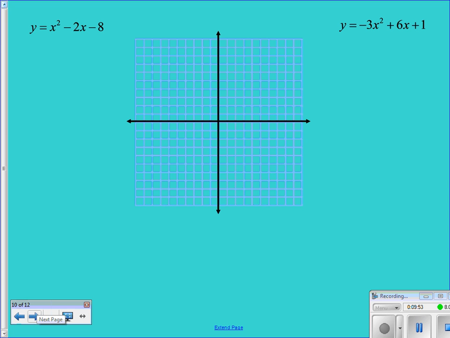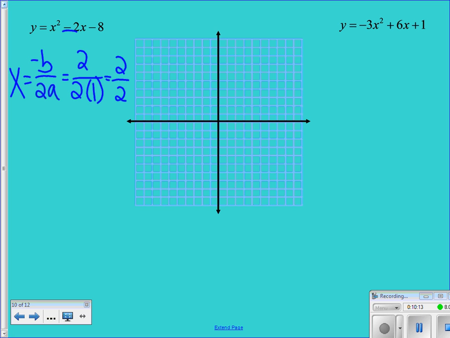So for number 3, I'm going to go through the work of getting it set up, and then I want you to graph it. Okay, so we're going to start by doing our axis of symmetry. We're going to use opposite of b over 2a. So opposite of b would be a positive 2 over 2 times a, which is 1. So then we get 2 over 2. So we get x is equal to 1. So we know the x-coordinate of our vertex is 1.